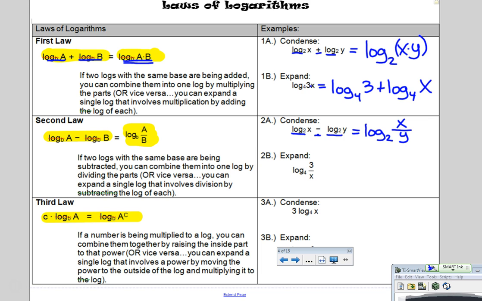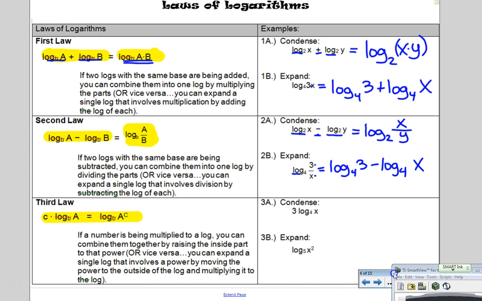Okay, expansion, same thing. If I want to separate example 2b, I have the exponents and 2 guys are being divided. That means I can separate them by subtracting them. So log base 4 of 3 minus log base 4 of x.